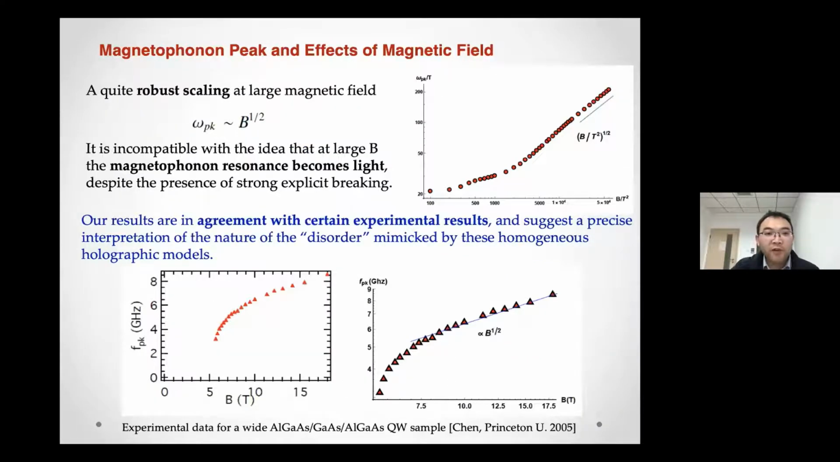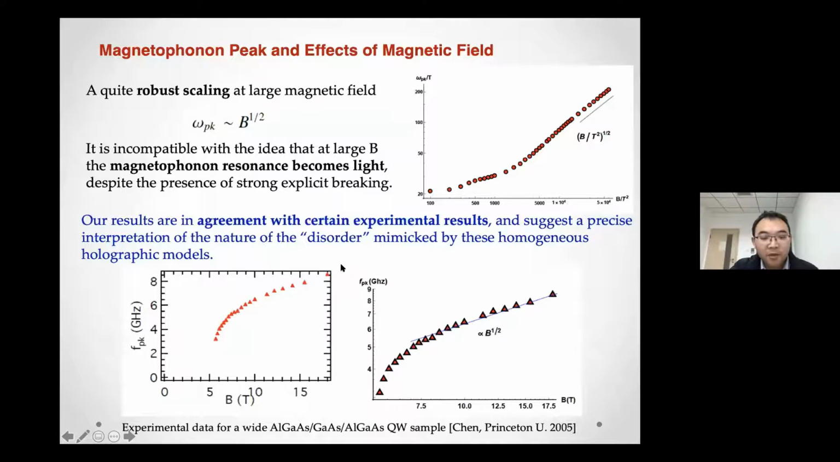Actually, we find a very interesting, robust scaling at a large magnetic field. We find the peak is proportional to the square root of the magnetic field. Here we show the result. You see here we have this power. This is incompatible with the idea that at large magnetic field the magnetophonon will become light, that is, will decrease with the magnetic field, even in the presence of strong explicit breaking. Our result is in agreement with a certain experimental result.